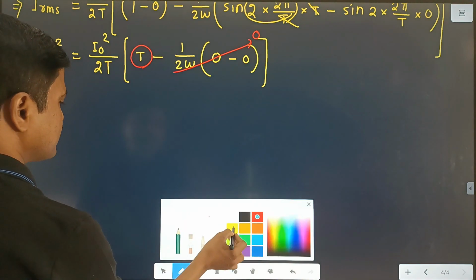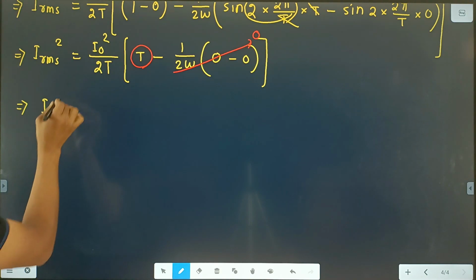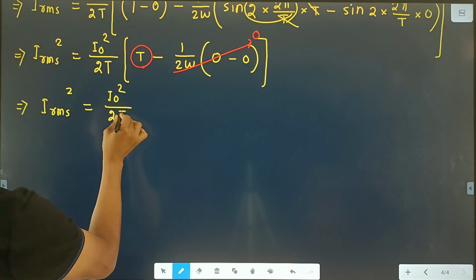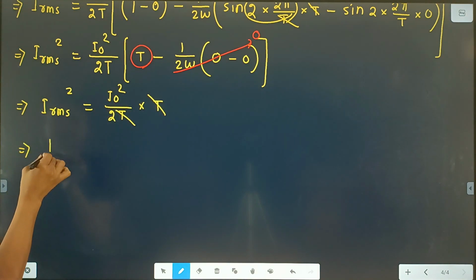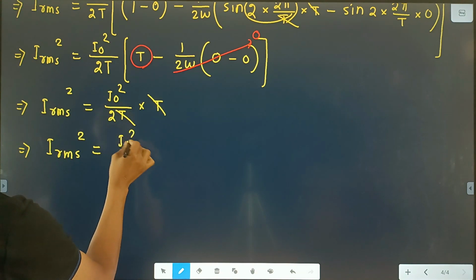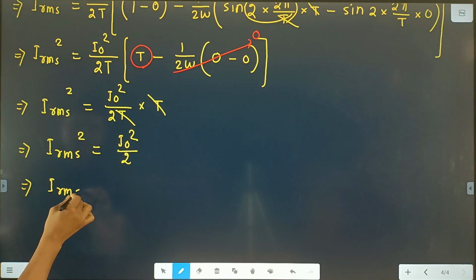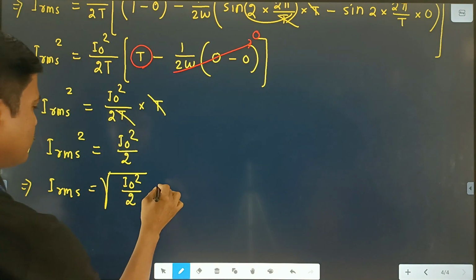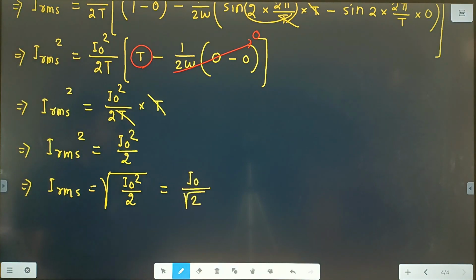And finally, the expression becomes: root mean square value of alternating current, and square of this is equal to I0 square divided by twice of T multiplied by T, T cancels. Finally we get IRMS square is equal to I0 square divided by 2, or IRMS is equal to root over of I0 square divided by 2, or we get that is I0 divided by root 2.